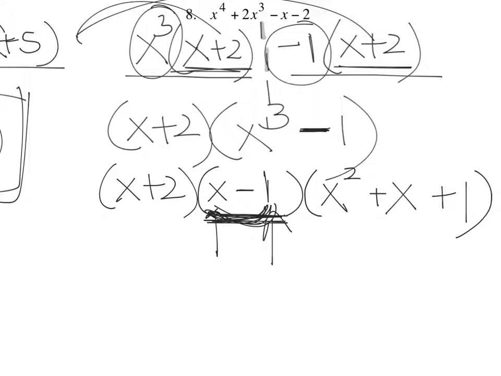Yeah? So you just ignore those signs? You do. Yeah, you put the signs in first and you ignore the signs. Because when you're doing x times negative 1, you don't want to put a negative 1x in the middle there. Yeah, that's a good point.